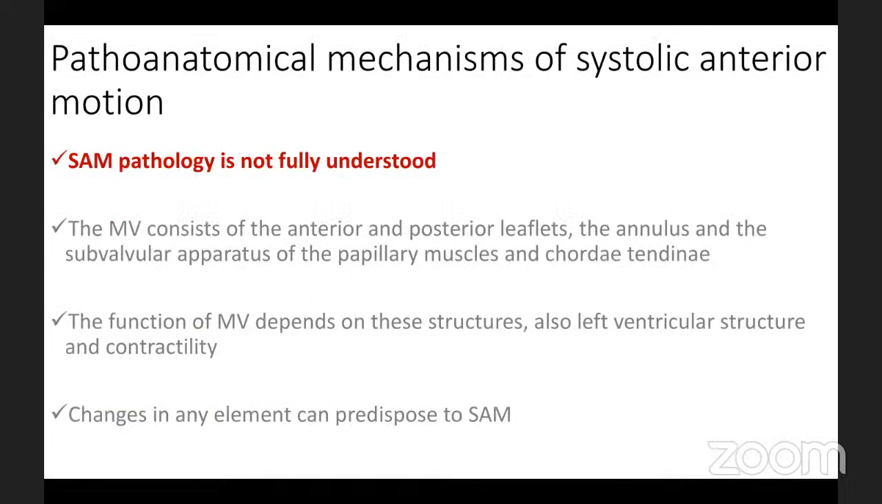So moving to the pathoanatomical mechanism of systolic anterior motion, SAM pathology is not fully understood. The mitral valve consists of anterior and posterior leaflets, annulus, and the subvalvular apparatus of papillary muscle and the chordae tendineae. The function of the mitral valve is dependent on these structures, along with left ventricular structure and contractility. So changes in any element can predispose to SAM.